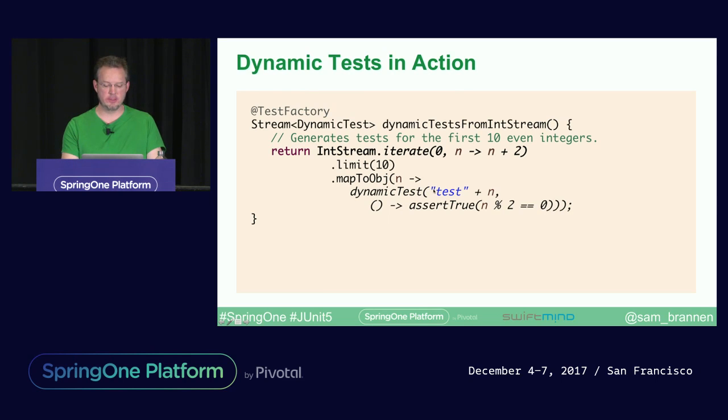In this case, the first part is the display name, test plus n, right? And then this is the actual code block. This could be a longer code block if you want. It could be a method reference for some method you already have in your test class, et cetera. But that's basically the body of your test. So that's the test name and the body of the test, and you can build this all up dynamically.